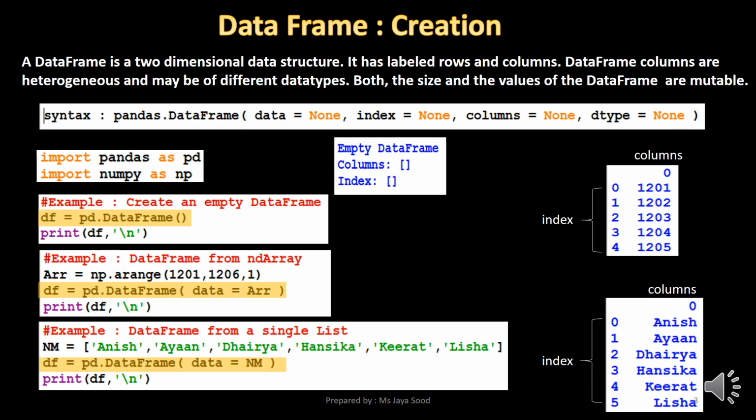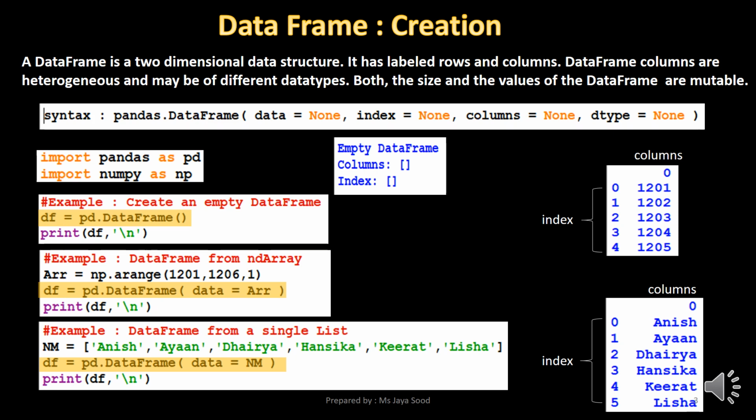Data frame. A data frame is a two-dimensional data structure. It has labeled rows and columns. Data frame columns are heterogeneous and may be of different data types. Both the size and the values of the data frame are mutable.